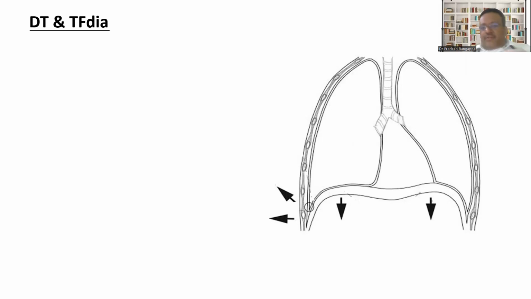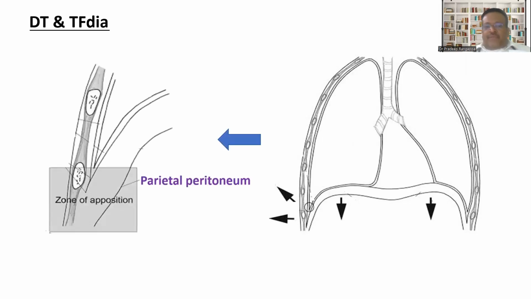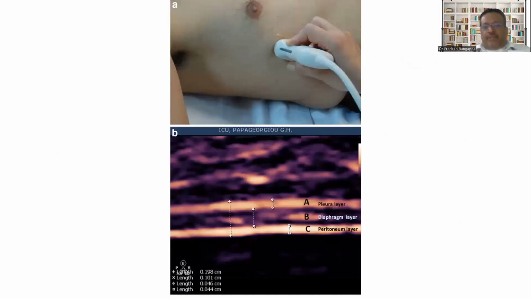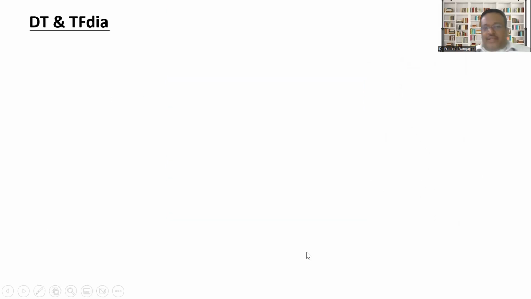I'll just briefly cover. You have to look at the costophrenic angle, which is where there is approximation of all the structures: the lung, pleural space, and parietal peritoneum. So we have to put the curvilinear probe at the anterior axillary line. So you get a picture like this, where this is the pleural layer, diaphragmatic layer, and peritoneal layer.